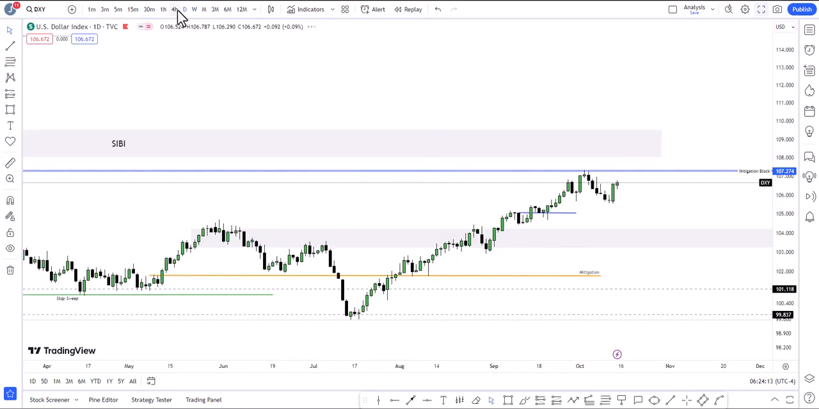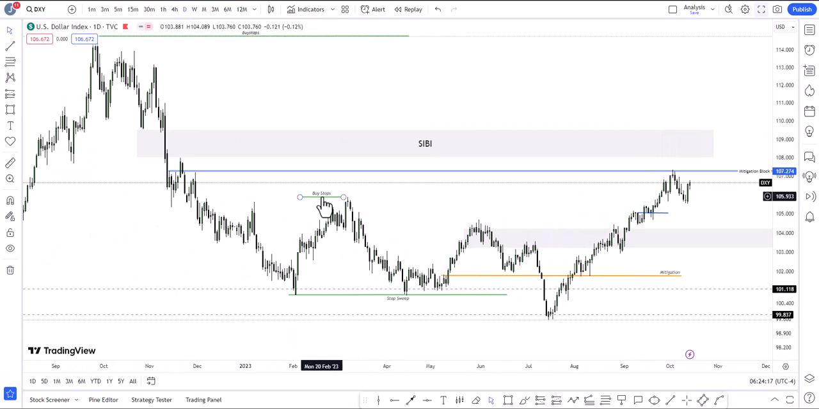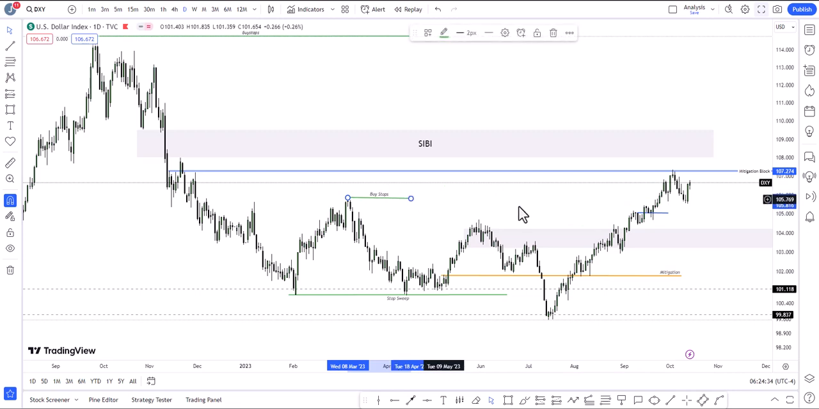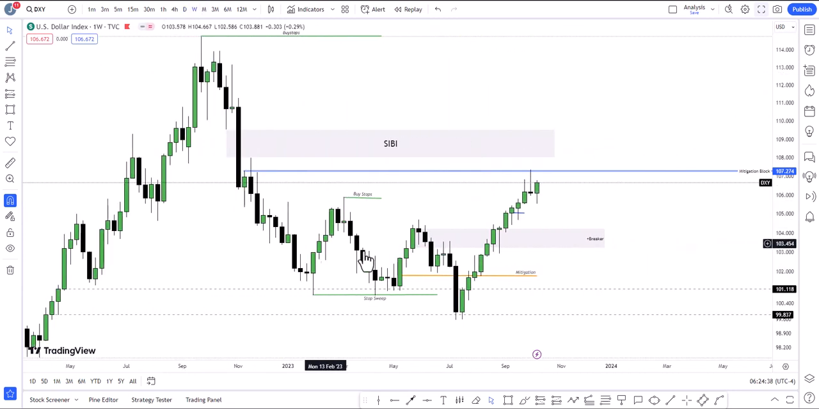So if I just show you there now, we have our buy stops here. I'll just show you more so here. These buy stops were tagged, obviously, all the way over here on this candle. I'm just going to leave that back there. And we had a mitigation block on the weekly time frame as well.